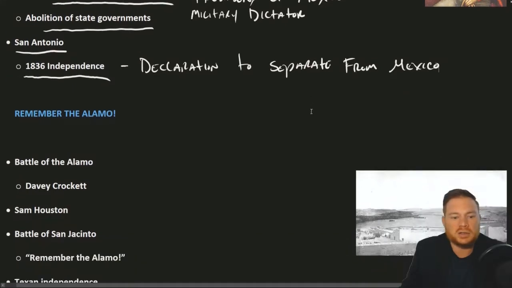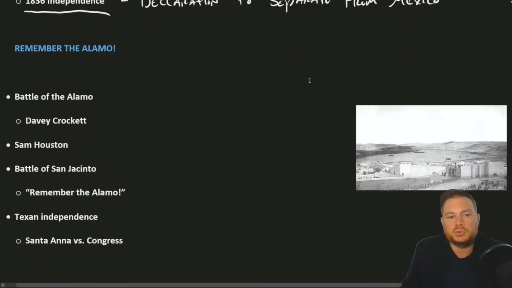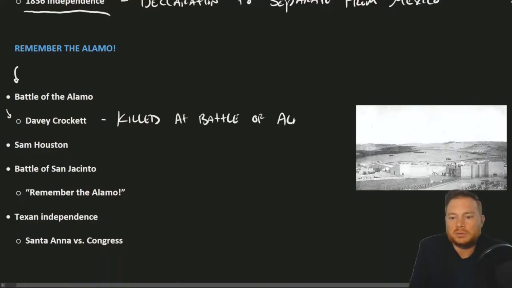Santa Anna and others sent troops up to crush this rebellion. This ultimately led to the Battle of the Alamo, in which those fighting for the Texan side were killed. Amongst them was Davy Crockett. We'll just say killed. He was a famous frontiersman at the time, killed at Battle of Alamo. Right, this was a local mission in San Antonio, Battle of the Alamo.